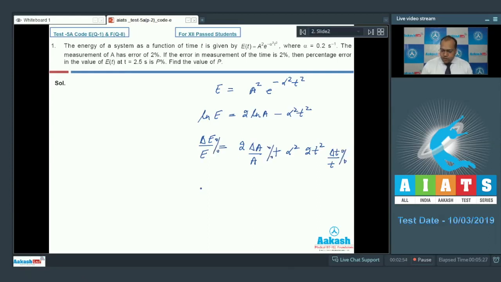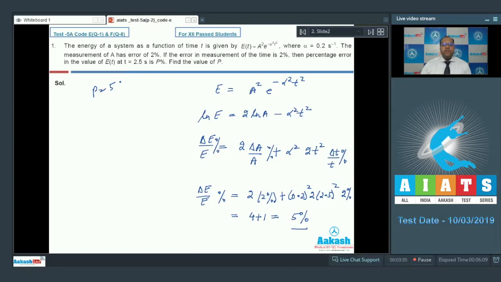So the percentage error delta E by E is equal to 2 times the percentage error in A, that is 2%, plus alpha squared, the value of alpha is 0.2, it's squared, into 2, the value of t is 2.5 squared, and the percentage error in time is also 2%, so that is 2%. So if I solve this, it comes out to be 4 plus 1 is equal to 5%. So on comparison, the value of p comes out to be 5. So the correct answer for question number 1 is 5.